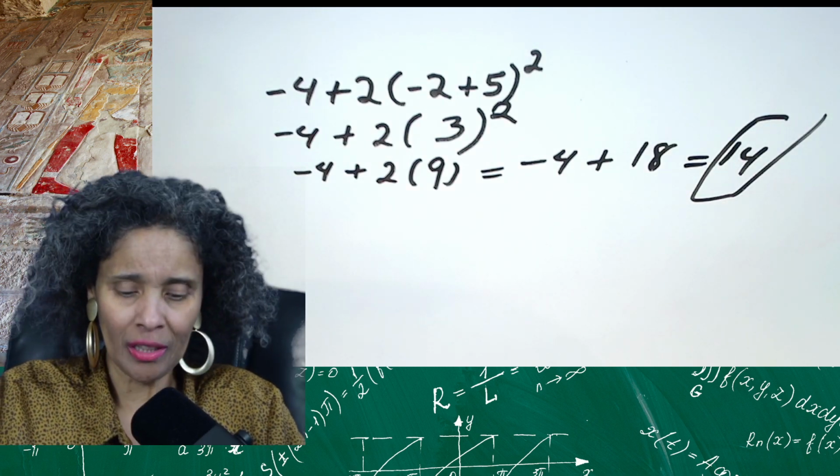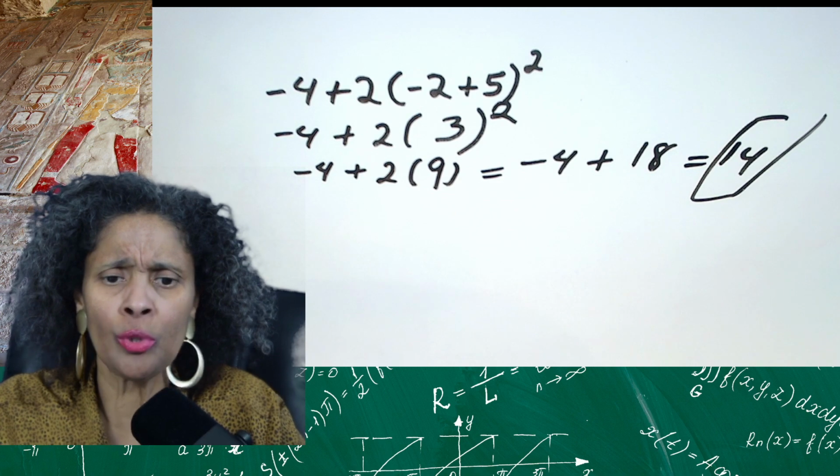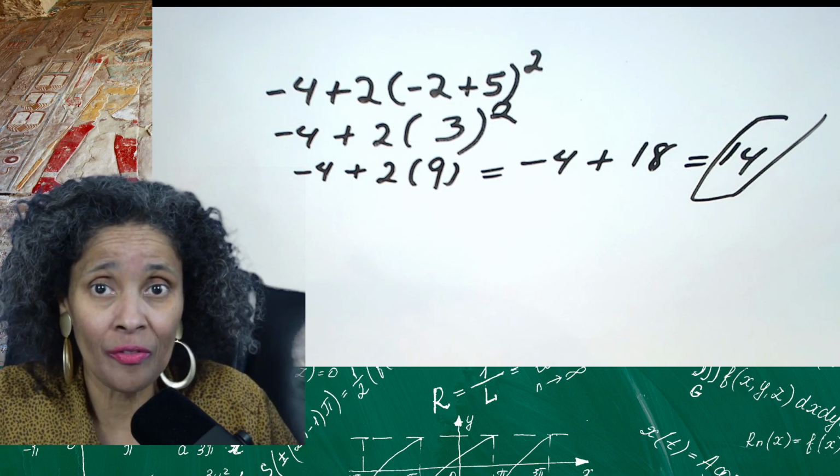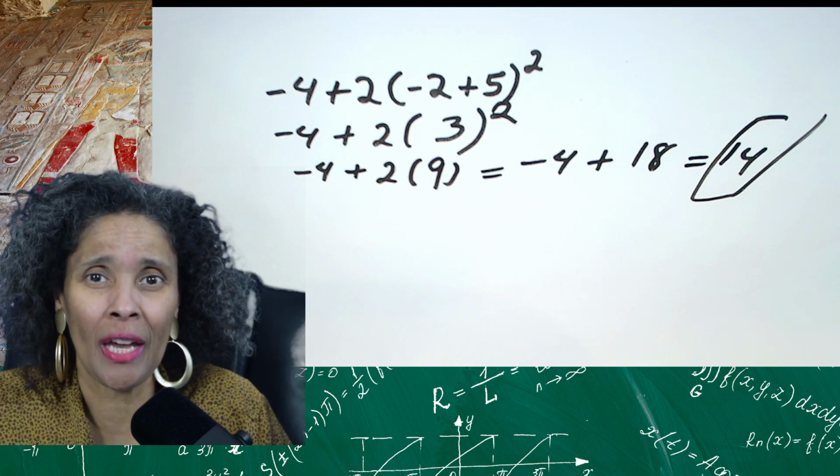So essentially, when you look at this, it's just as simple as doing what's in the parentheses first, then the exponents, and then we multiply, and then we add and subtract to make sure we got our answer. Hope that's helpful.